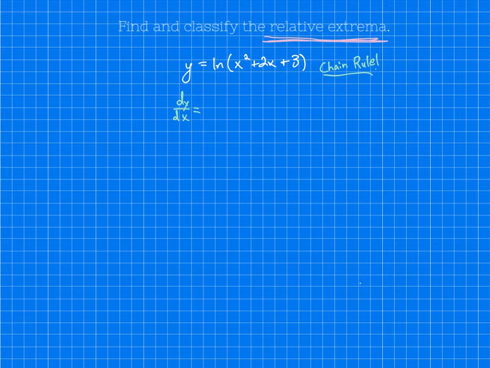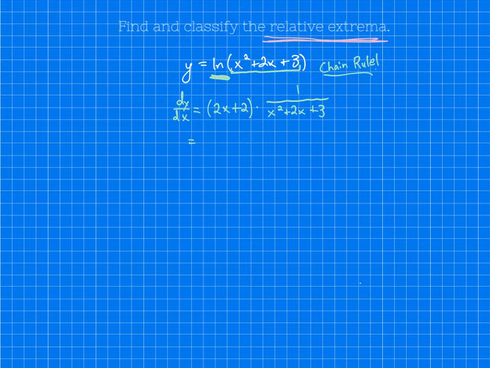Love it. Especially love the chain rule with natural logs. It works out really nicely. So the derivative of the inside of the function will end up being 2x plus 2, times the derivative of the outer layer, which is ln of something, it's 1 over, and then we keep the something the same.